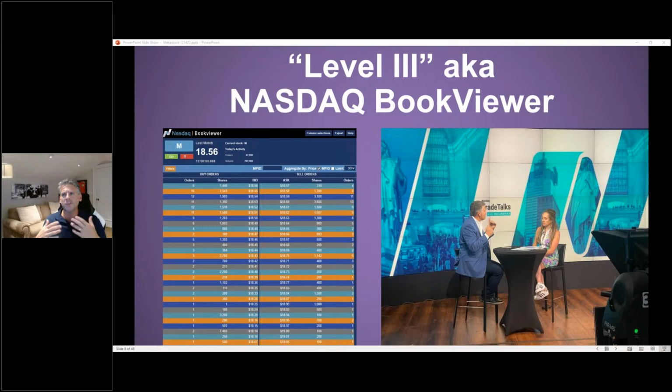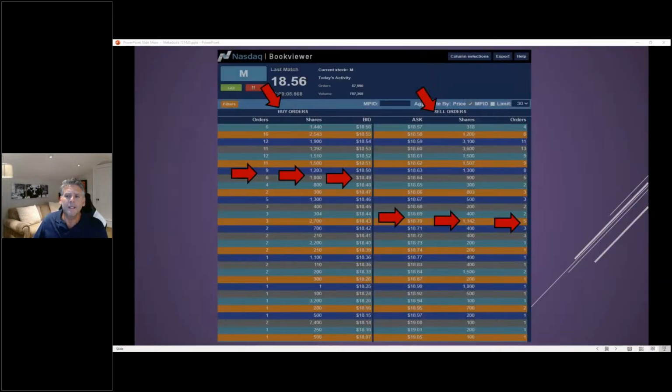Now, does anyone here have it? Anyone here have Book Viewer? Just out of curiosity, just give me a yes or no. Because I'm going to show you how it is and how it works. So as everyone's just sitting there, just let me know and just be honest. Yes, no, I don't think so.